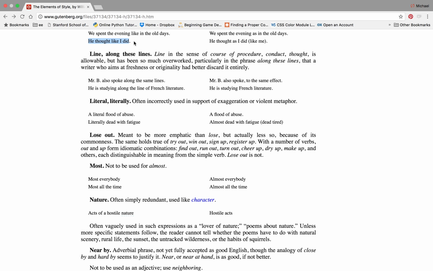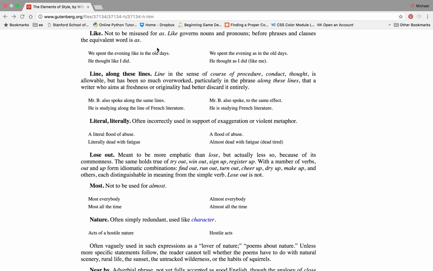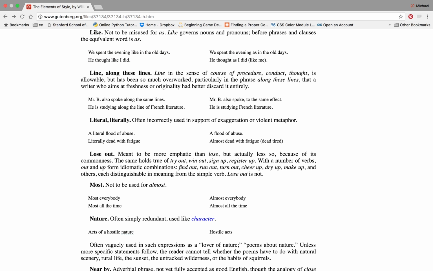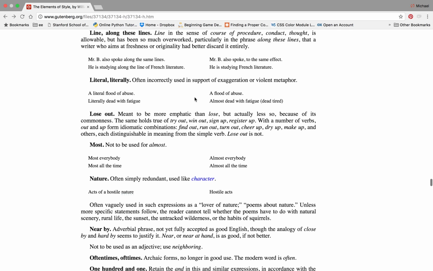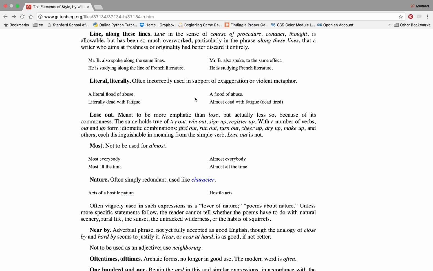I think a lot of people would use the left ones. So this is really helpful to learn. Don't misuse like for as. So we've all been using these phrases wrong. All right, the more you know. Okay, so line, along these lines.